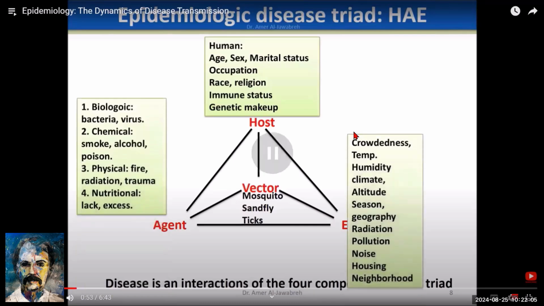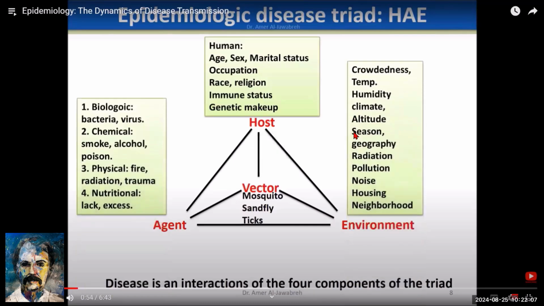Okay, so have a look at this. When we say human as host, there are many factors in the human being. It can be an animal, by the way, not only human, but because it's the humans that we care much about, it's not a vet lesson. So, the age of the human.